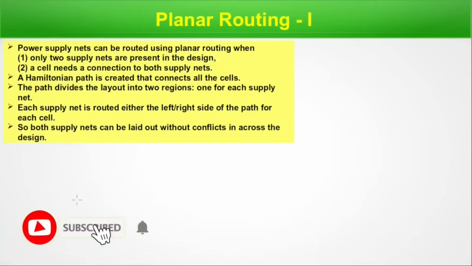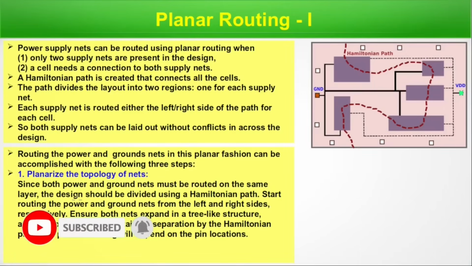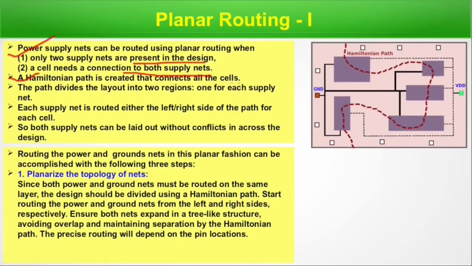Planar routing. The power supply nets can be routed using planar routing when only two supply nets are present in the design. A cell needs a connection to both supply nets. A Hamiltonian path is created that connects all the cells. What is a Hamiltonian path? You will see that.